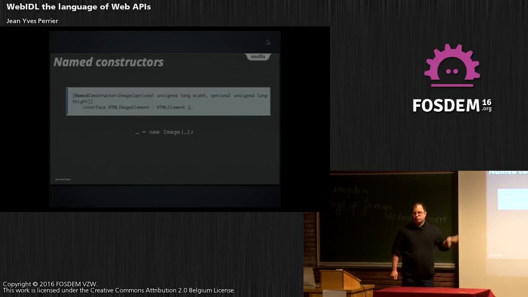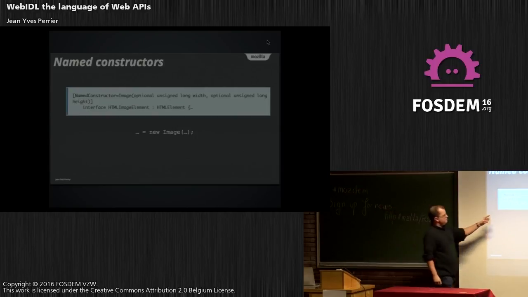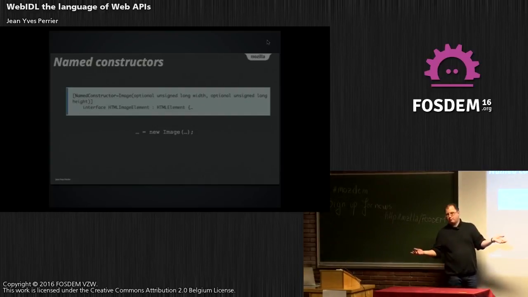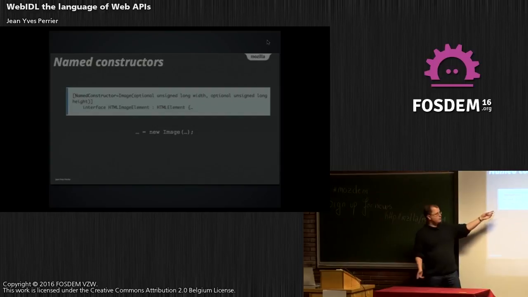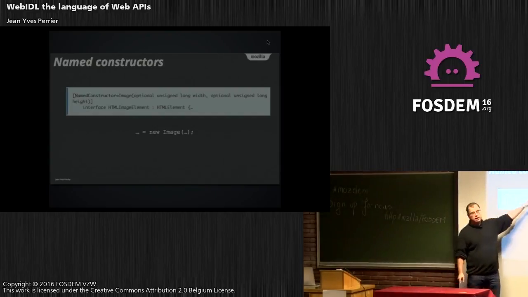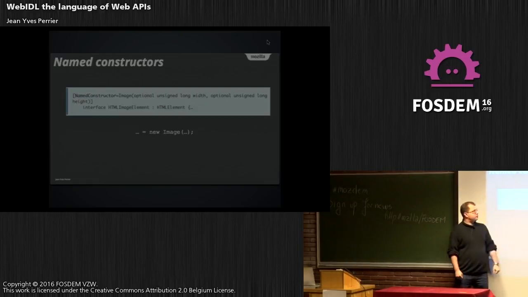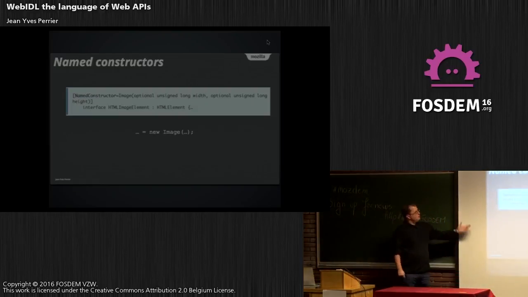You can also define constructors that have a different name than the interface. As far as I know, that's the only place in the whole API of the web where this happens. Maybe there is a second place, but you have the HTML image element, where you expect the constructor to be called the same, but in fact the constructor is called Image. So if you do new Image, you get a new HTML image element.